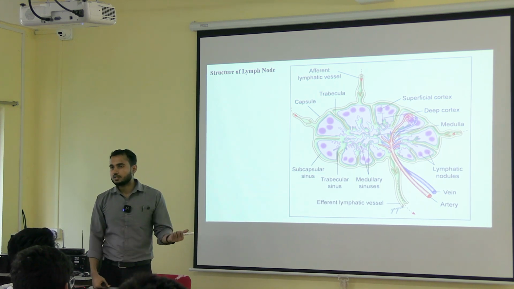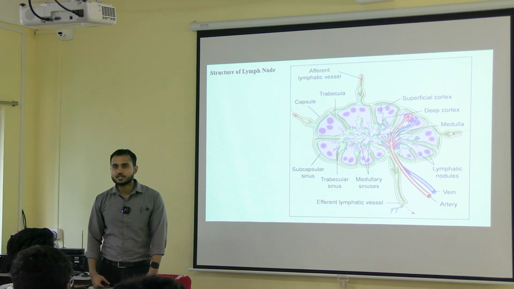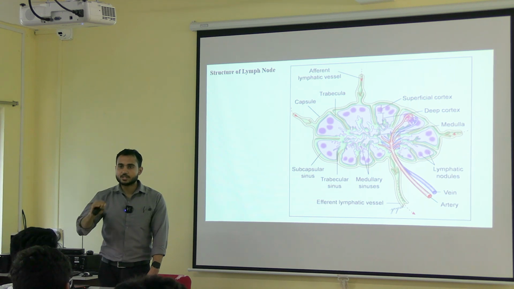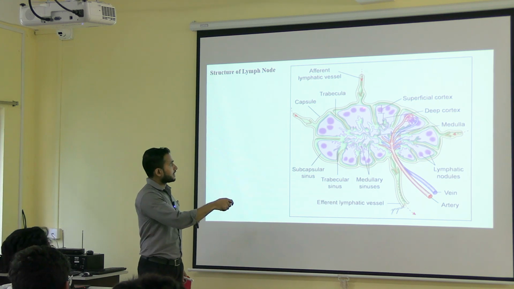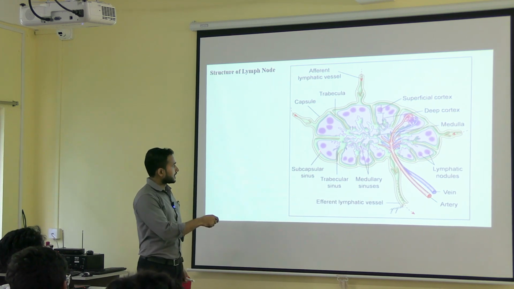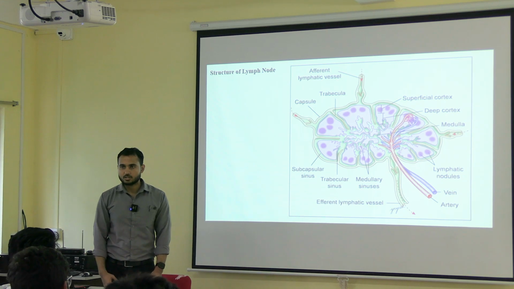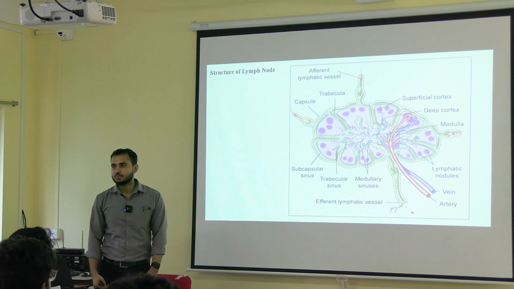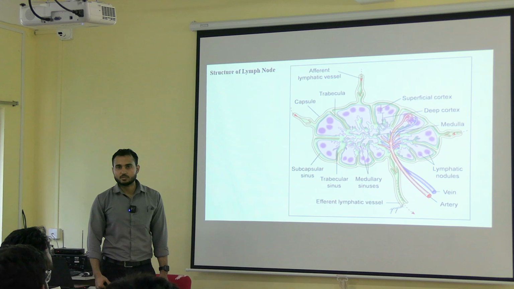Next, in the lymph node, three different types of sinuses are there. What are those three different types of sinuses? The first sinus, situated just below the capsule, is called the subcapsular sinus. See, below the capsule, here is the subcapsular sinus. Next, around the trabeculae, the sinus present is called the trabecular sinus. And in the medulla, a large number of sinuses are present, and these are called the medullary sinuses.